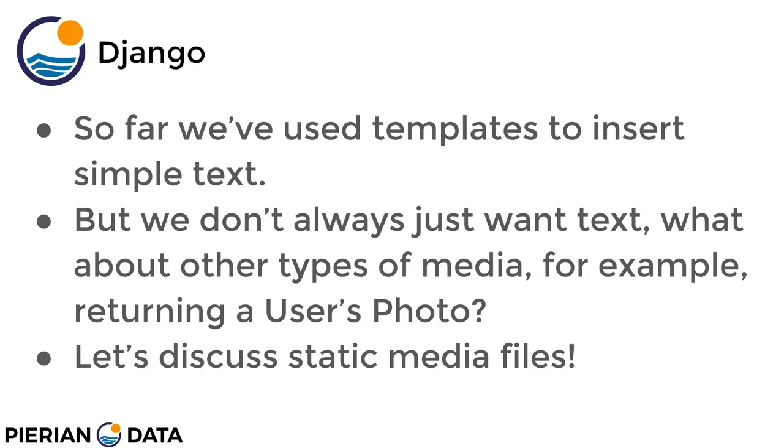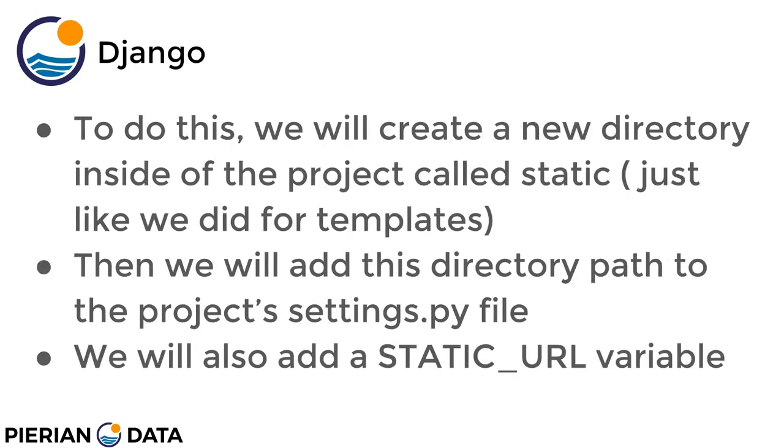We're not yet at the point where we can connect to a database, grab a user's photo, and then insert it, but we are at a point where we can just grab a static media file and serve it to whoever happens to visit the page. To do this, we're going to create a new directory inside of the project called static, just like we did for templates. Then, we're going to add this directory path to the project settings.py file. Then we will also add a static URL variable. Very similar process to what we did with templates.